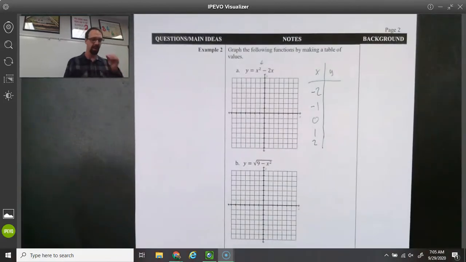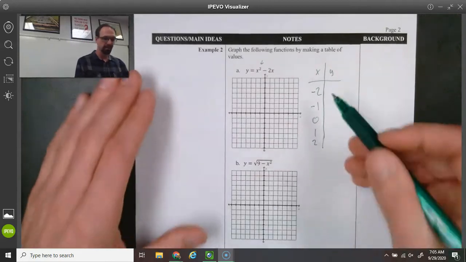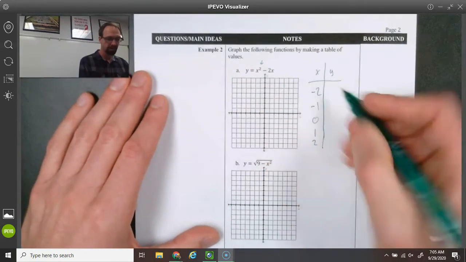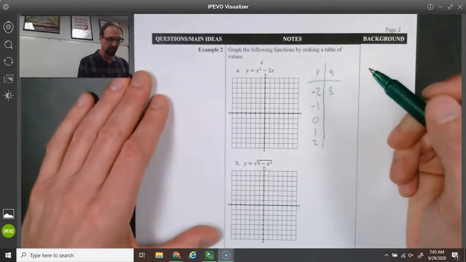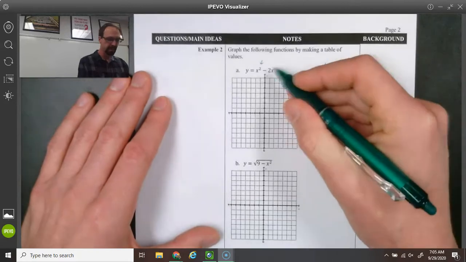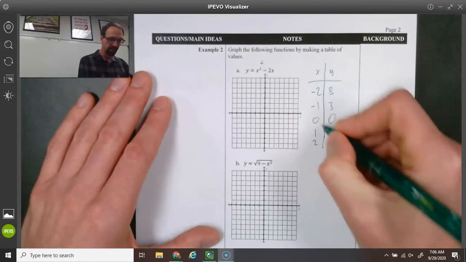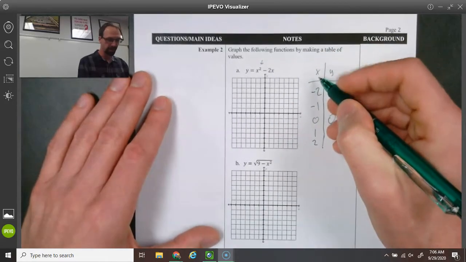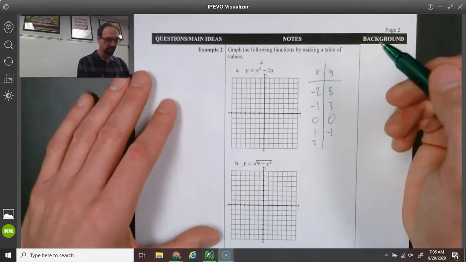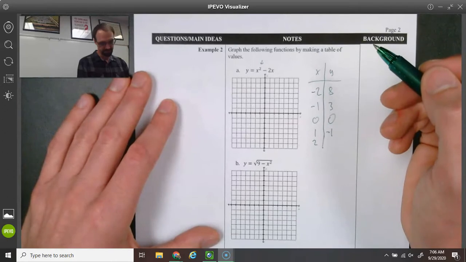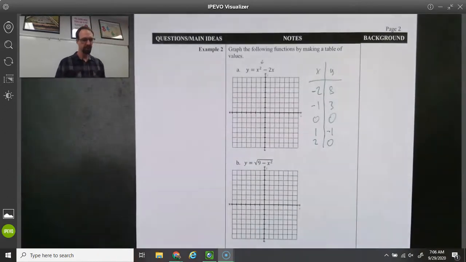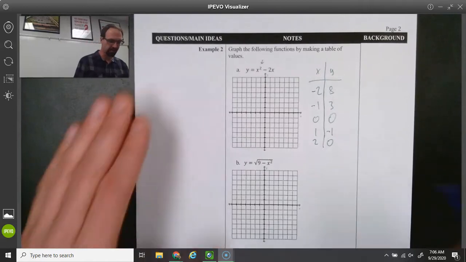If I plug in -2, -2 quantity squared is 4, and then 4 plus 4 is 8. -1 squared is 1. 1 plus 2 is 3. 0 gives me 0. 1 squared minus 2 is -1. 2 squared is 4. Minus 4 is 0. There we go. So this looks like it's starting to make that quadratic shape.